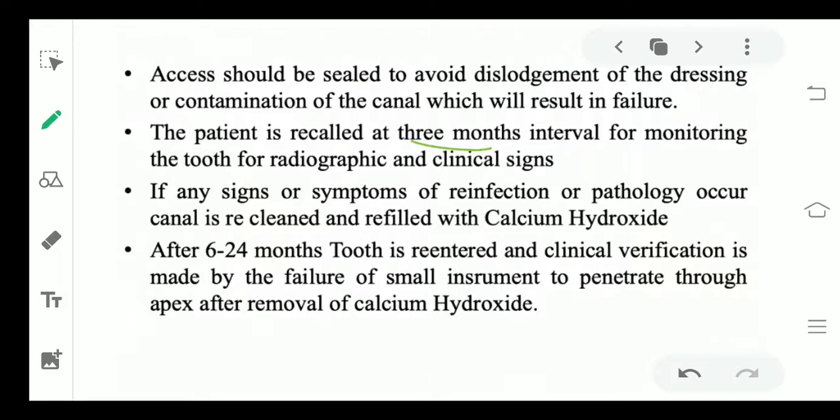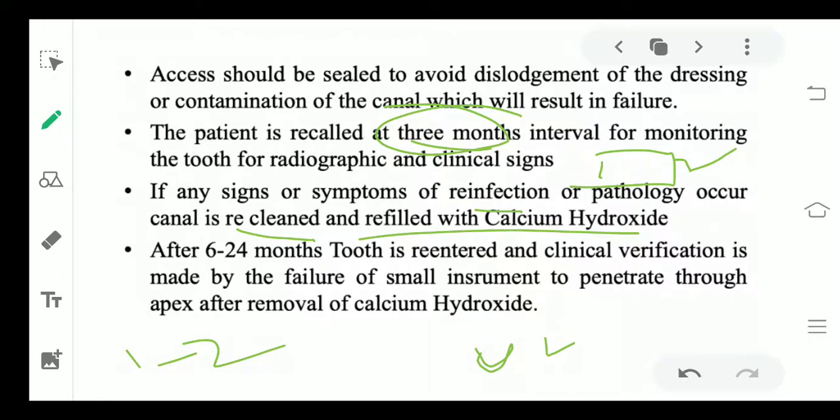Now after the 1 to 2 weeks, you call the patient after 3 months, and now after 3 months you are going to check again, take a radiograph and check what the growth is, whether the apex is closed or not. If there are signs and symptoms of reinfection, maybe the apex has not been closed and a reinfection has occurred. If there is any indication like that, then you are going to re-clean the canal again, and again you will fill it with calcium hydroxide.